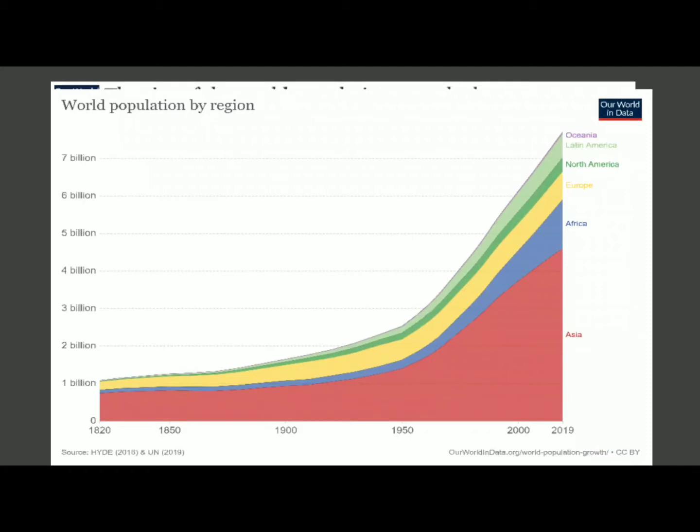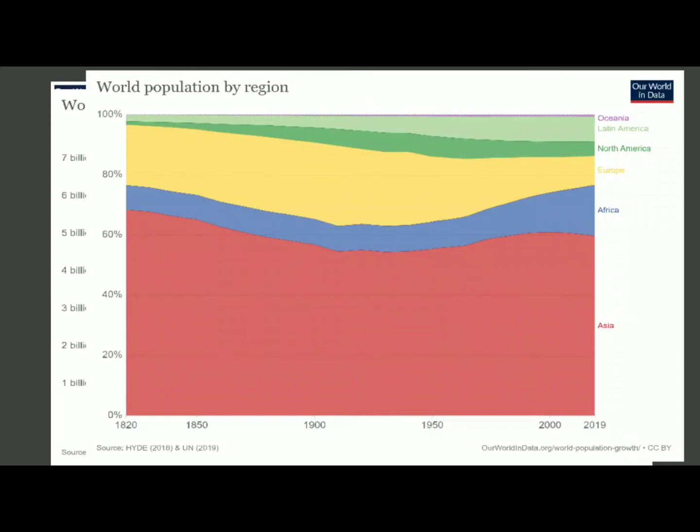The world region that saw the fastest population growth over the last 2 centuries was North America, which grew 31-fold, while the second largest is Latin America, which increased 28-fold. Over the same period, the population of Europe increased 3-fold, Africa 14-fold, and Asia 6-fold.